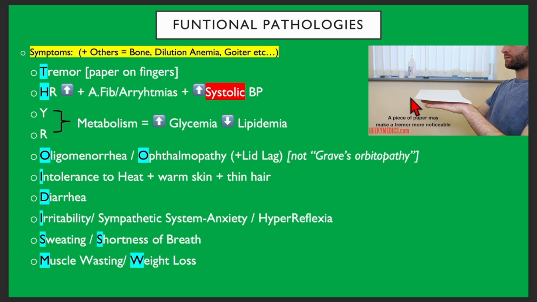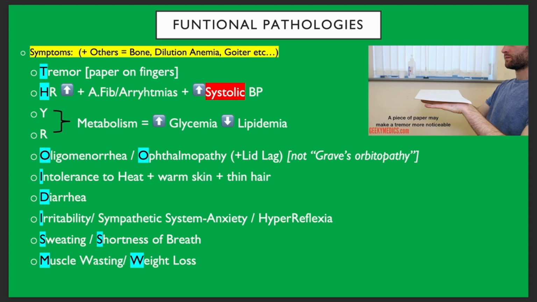You just put the paper on top, and you can see the edge of the paper moving better than the fingers. So this thin paper makes a tremor more noticeable. So a tremor, the heart rate is going up, and this is a bit dangerous because it can activate arrhythmias or atrial fibrillation. The systolic blood pressure goes up.